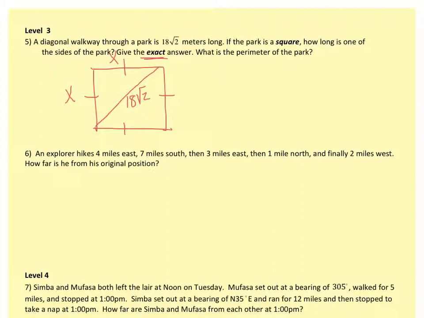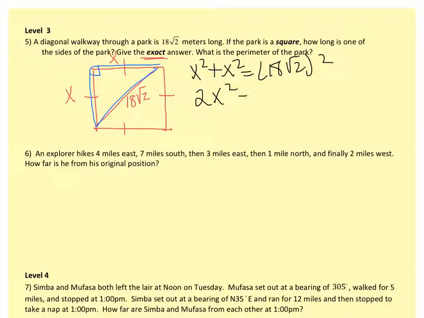So now if you see, I've got a right triangle here, and I can use the good old Pythagorean theorem to figure out how long one of the sides is. So I'm going to say x squared plus x squared equals 18 root 2 squared. So x squared plus x squared is going to be 2x squared. And if I square 18 root 2, that's going to be 324 times 2, because the square root of 2 squared is just 2.